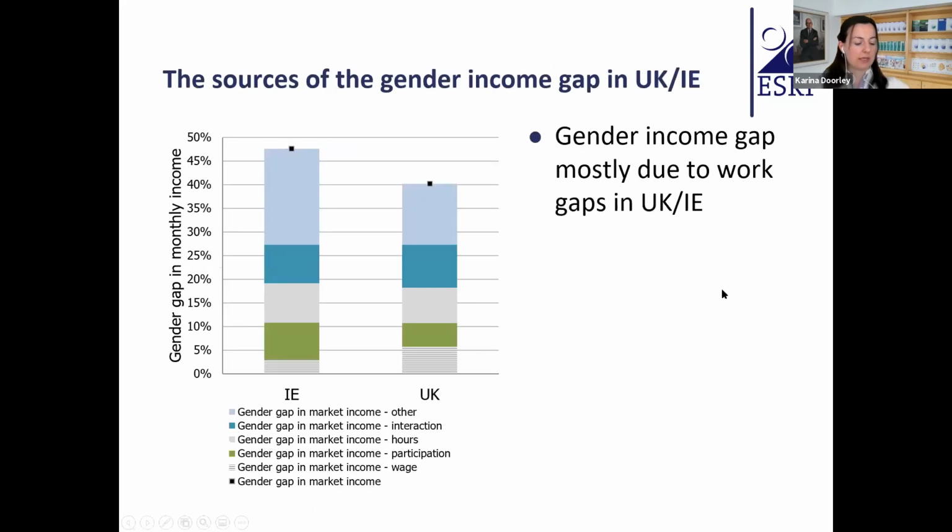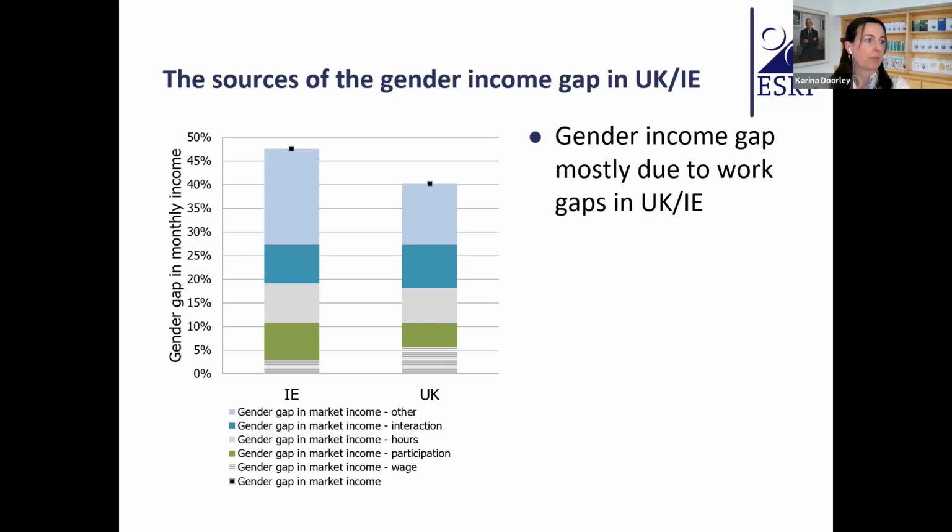So I said we could do the gender wage and work decomposition for two countries only. So I've shown this here. The black dots again show the gender gap in market income for Ireland and the UK separately. And if we go from the bottom up, these bars show the composition of this gap. Starting at the bottom, the gender gap in market income due to the unexplained gender wage gap is relatively low as a proportion of the overall gap in market income. So it's about 7 percentage points in the UK and about 3 percentage points in Ireland.